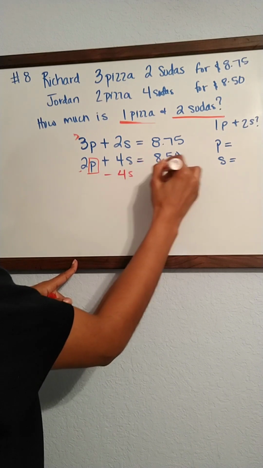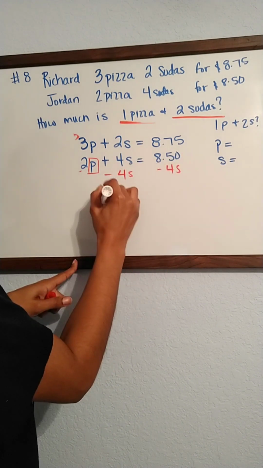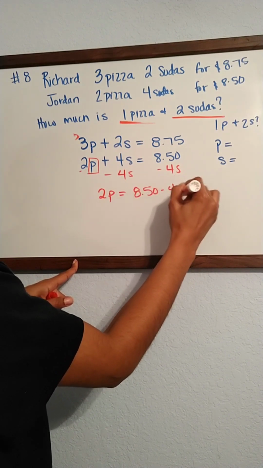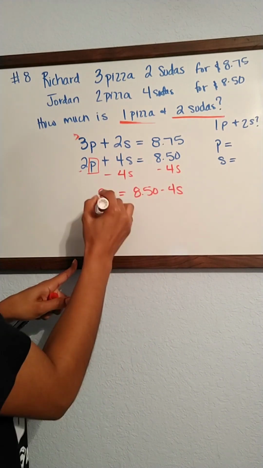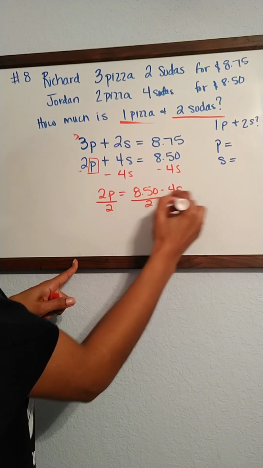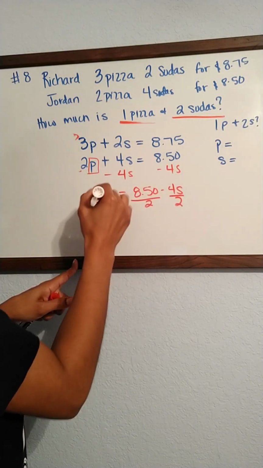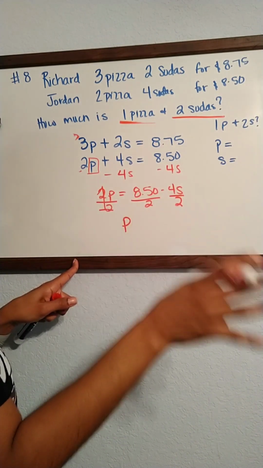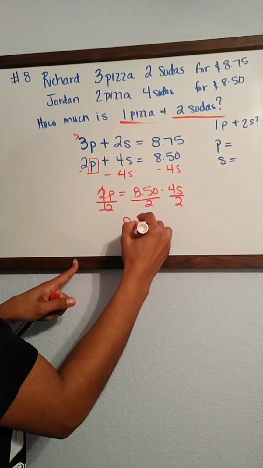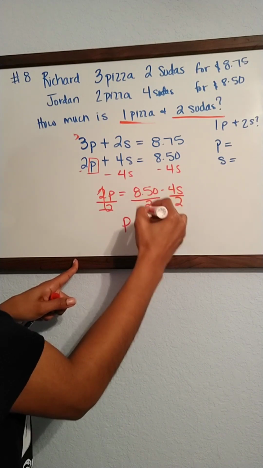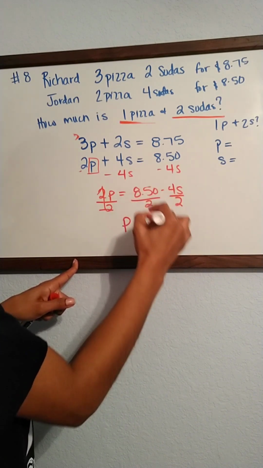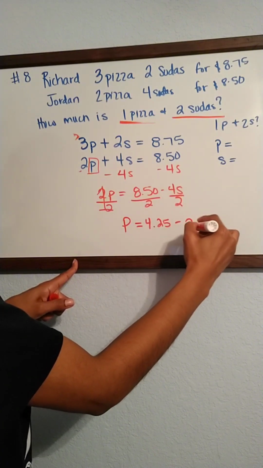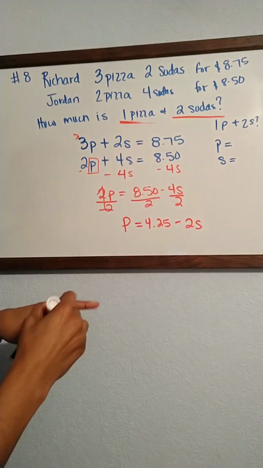I'm going to subtract 4S from both sides. That's going to give me 2P is equal to 850 minus 4S. You just tack it on to the end there. Divide everything by 2 because I need to undo that multiplication. That's going to simplify down to a factor of 1, and I don't have to write it. P is equal to 850 divided by 2. Half of 850 is 425, and then 4S divided by 2 is going to be negative 2S.